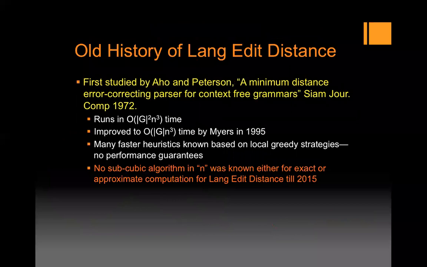This problem has an old history. It was studied back in 1972 by Aho and Peterson, where they gave an algorithm, again using dynamic programming, that runs in order of n cubed time. N is the length of the sequence, with quadratic dependency on the grammar size. That quadratic dependency on the grammar size was later improved by Gene Myers in 1995. But the cubic dependency on n stayed.